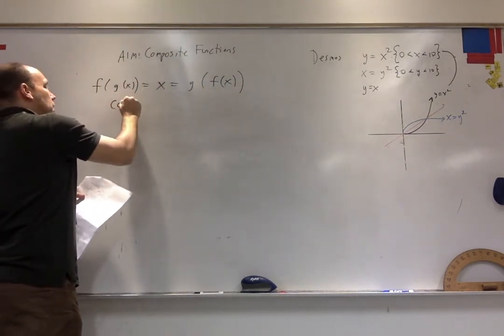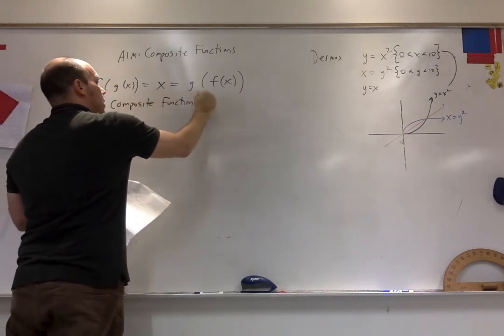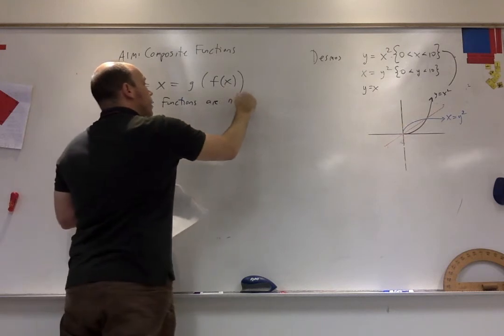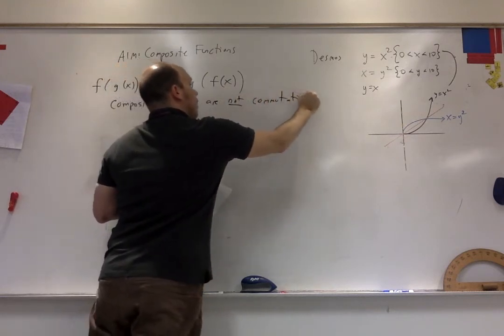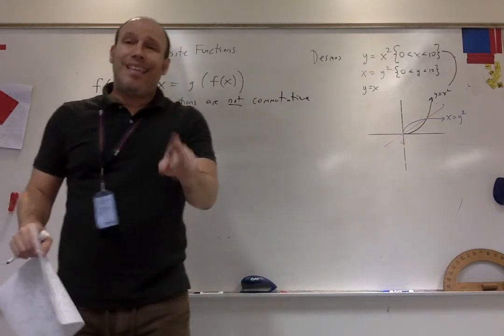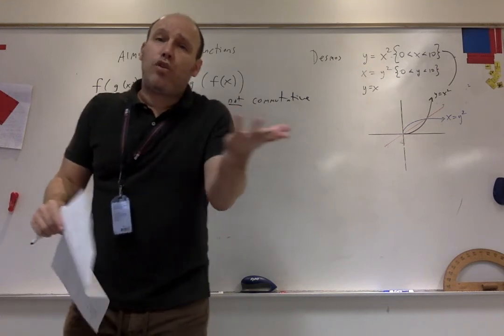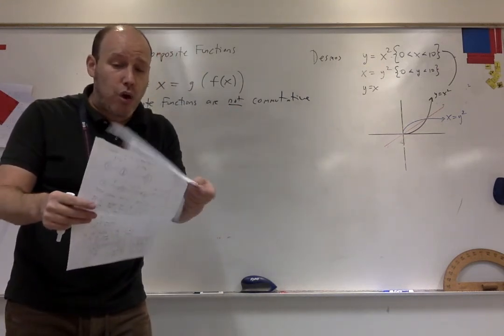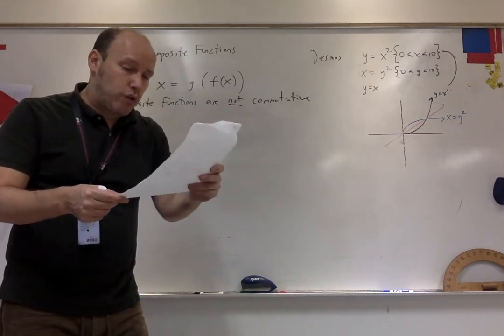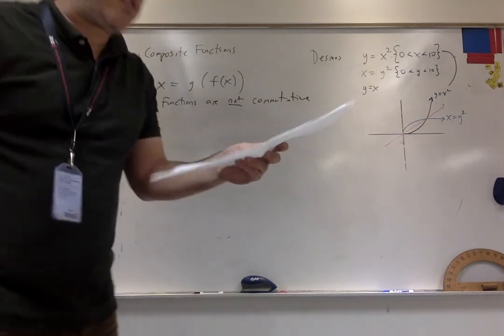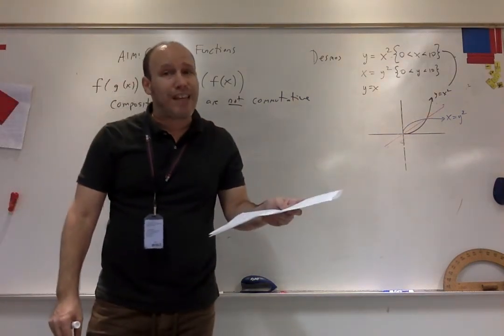So composite functions are not commutative. That means f of g of x does not necessarily always equal g of f of x. And we saw that in the first example. If you go back in your notes, you'll see that f of g of x was 2 times the radical x plus 6 plus 5, but g of f of x was the square root of 2x plus 11.